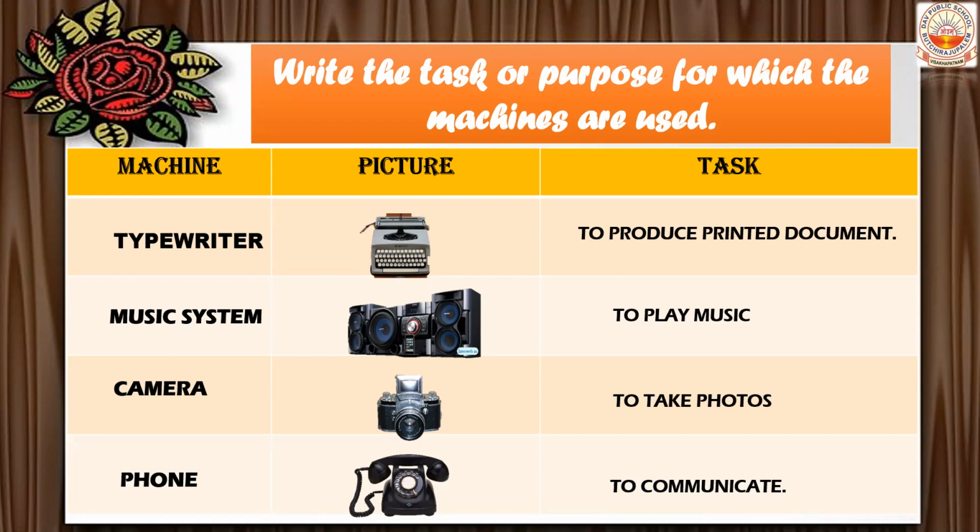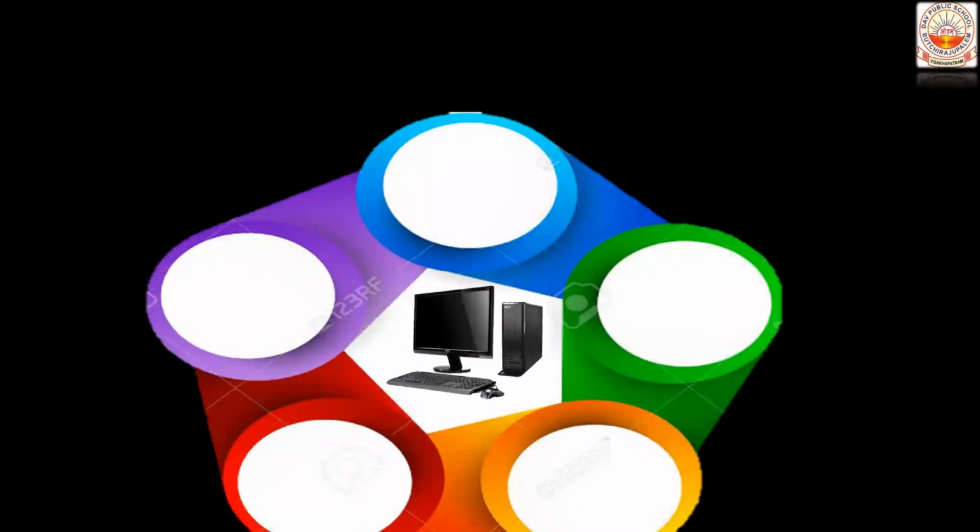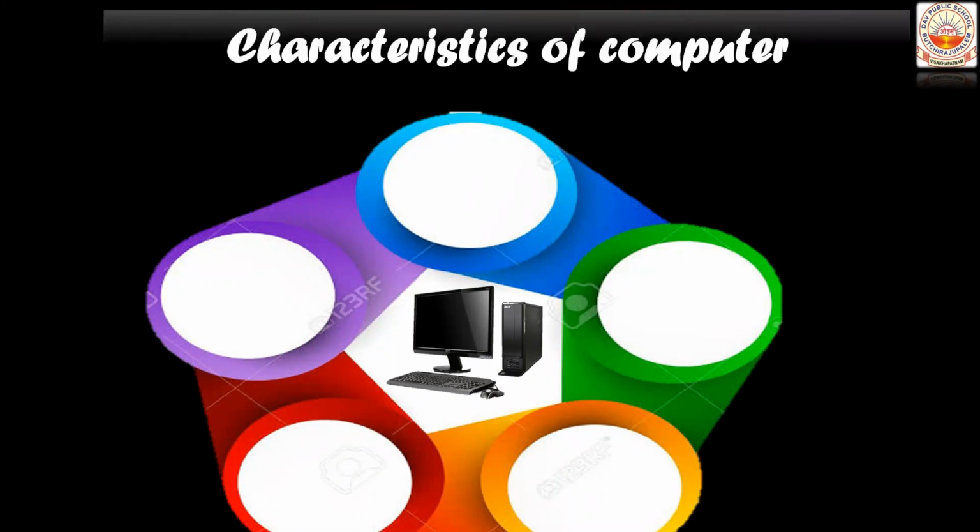Okay, children. So now, if you observe the activity, you can see that all the machines can do only one type of task, isn't it, children? So these machines can do only one type of task. So can you tell me, children, can you name a machine which can do all these tasks? Can you tell me? Yes, it is a computer. So a computer is a wonderful machine which can do all these tasks. So now let us see the features or characteristics of computer. Okay, children.